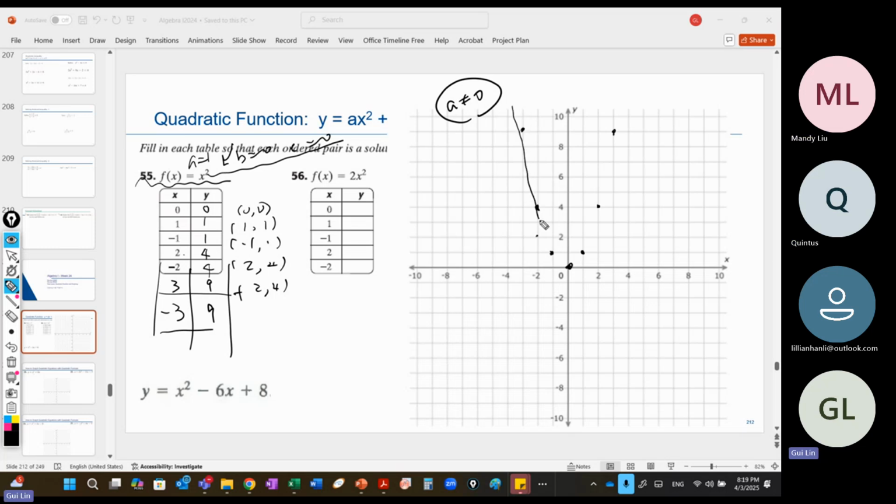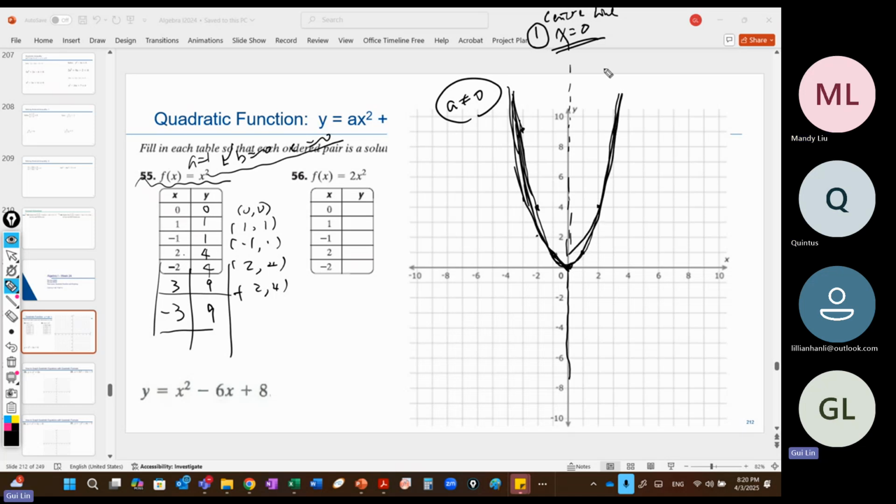Symmetrical, right? It's like a cup, a cup that would be able to stand up. So this cup, you can see, is symmetric, like Mandy said. This is like the center line, right? The center line is x equals 0. We call it the center line. And the cup will be facing down when A is negative, right? Okay, yeah, very good.